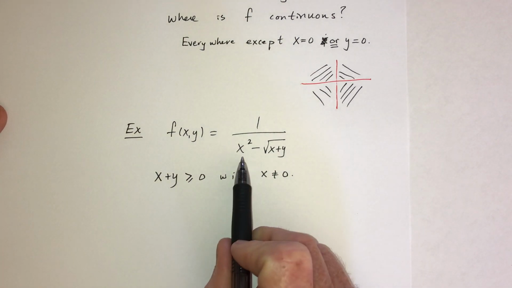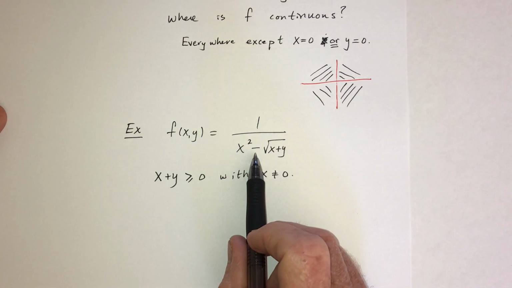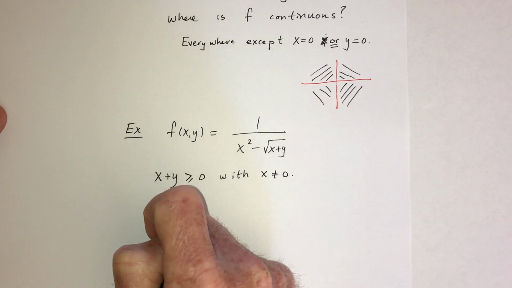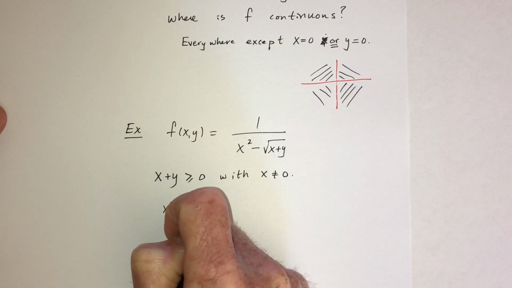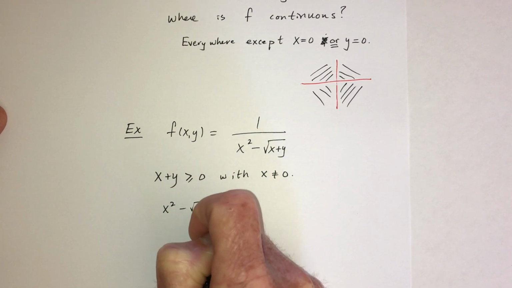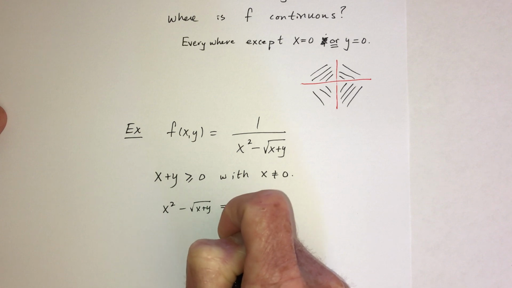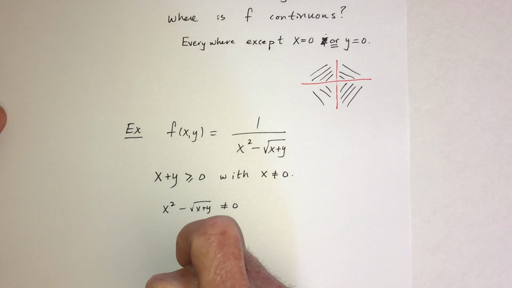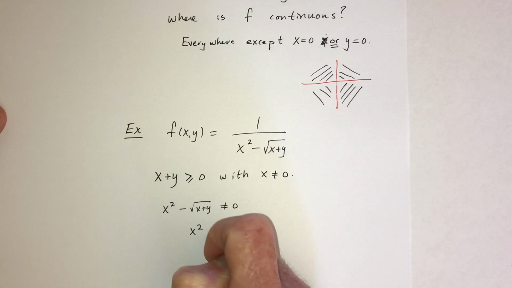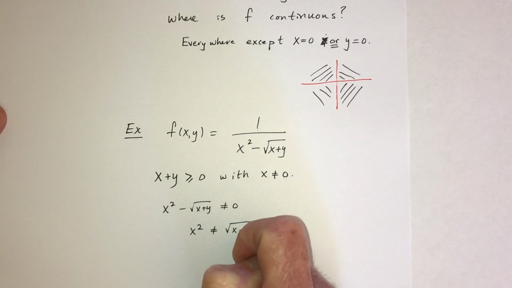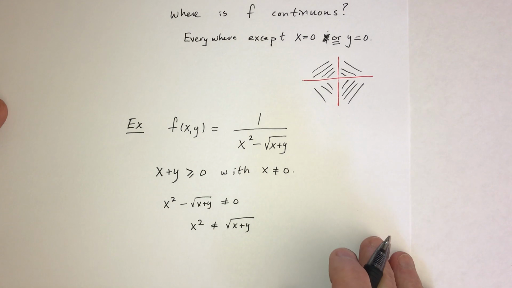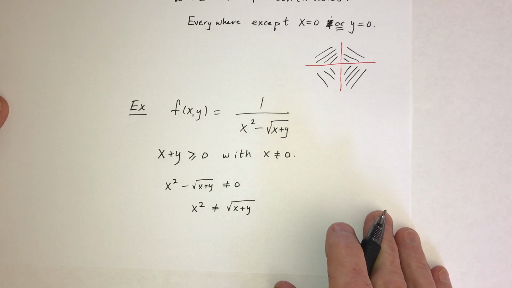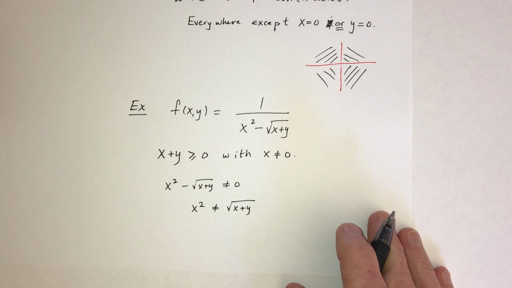Now the other part of it is you can't divide by 0. So also the bottom part, x squared minus the square root of x plus y, could not equal 0. Or in other words, x squared cannot equal the square root of x plus y. And then that's basically it.